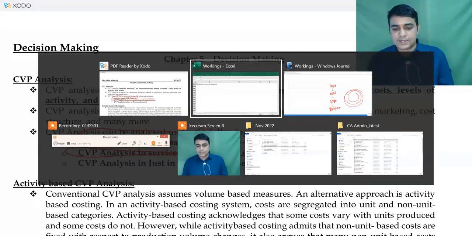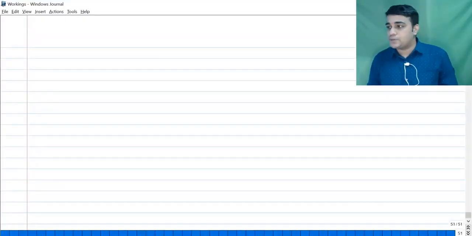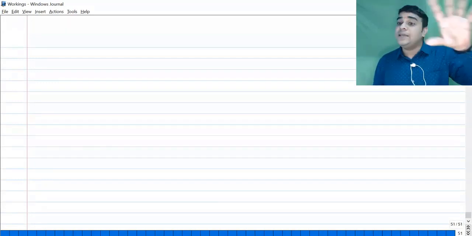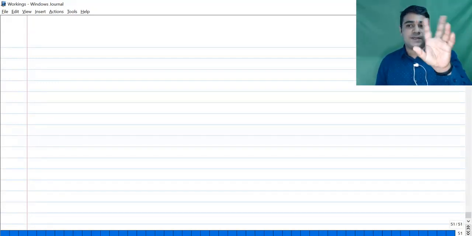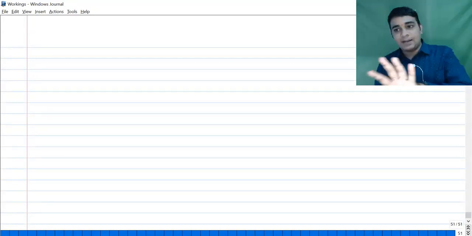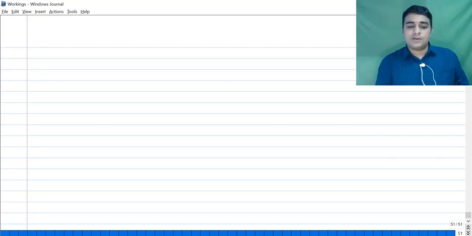Now before I discuss activity based CVP analysis problem solving, under traditional costing, there are two types of costing. There is traditional costing and there is activity based costing. Under traditional costing, what used to happen is there is an expense.